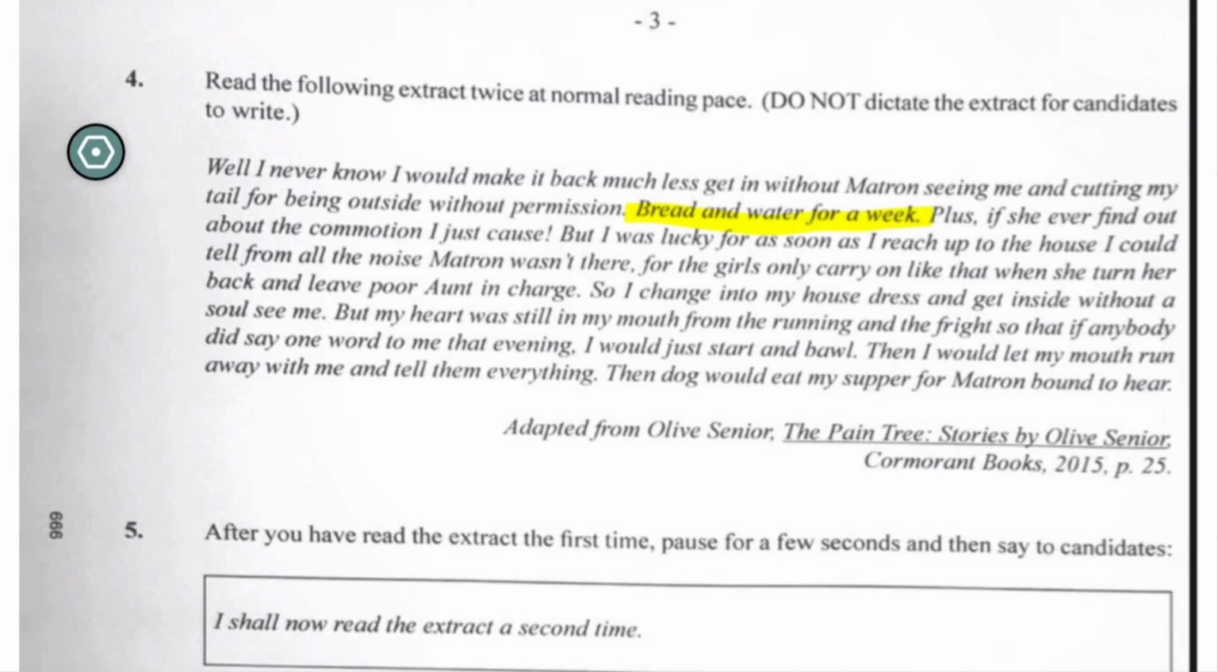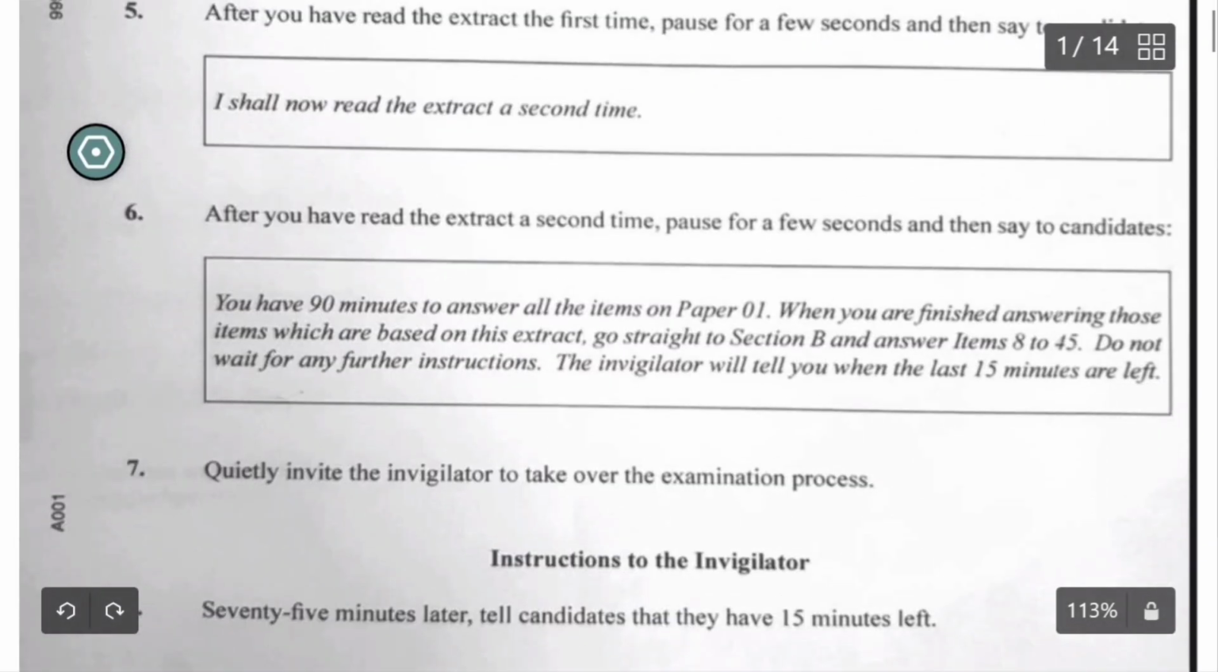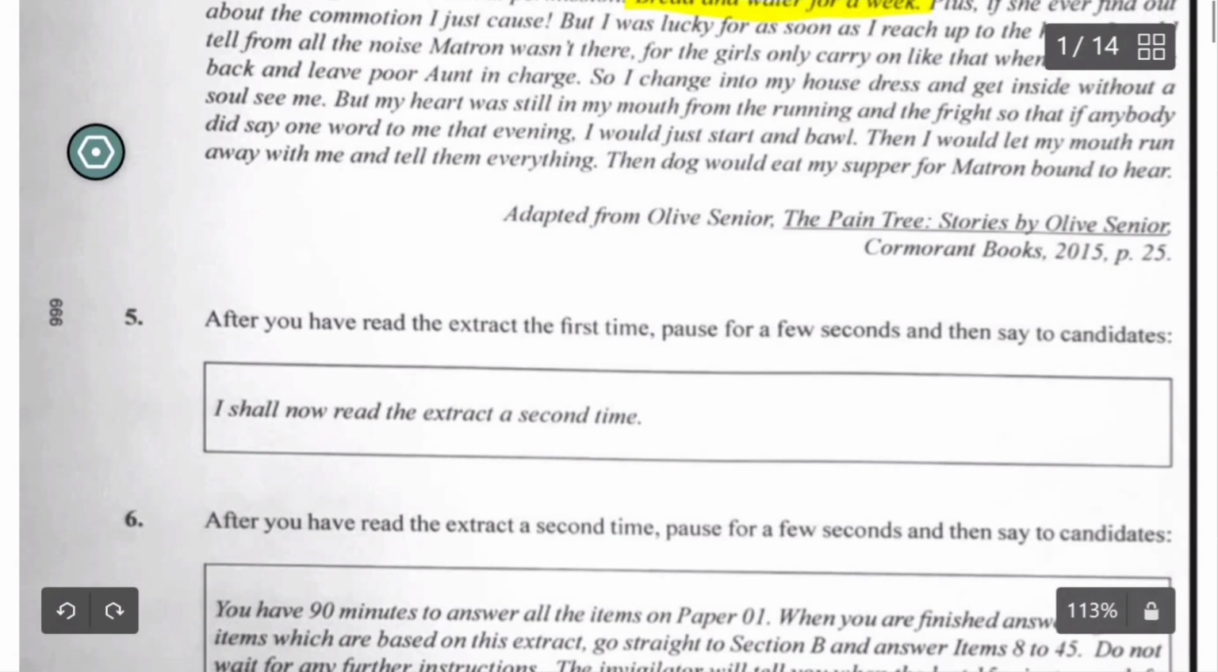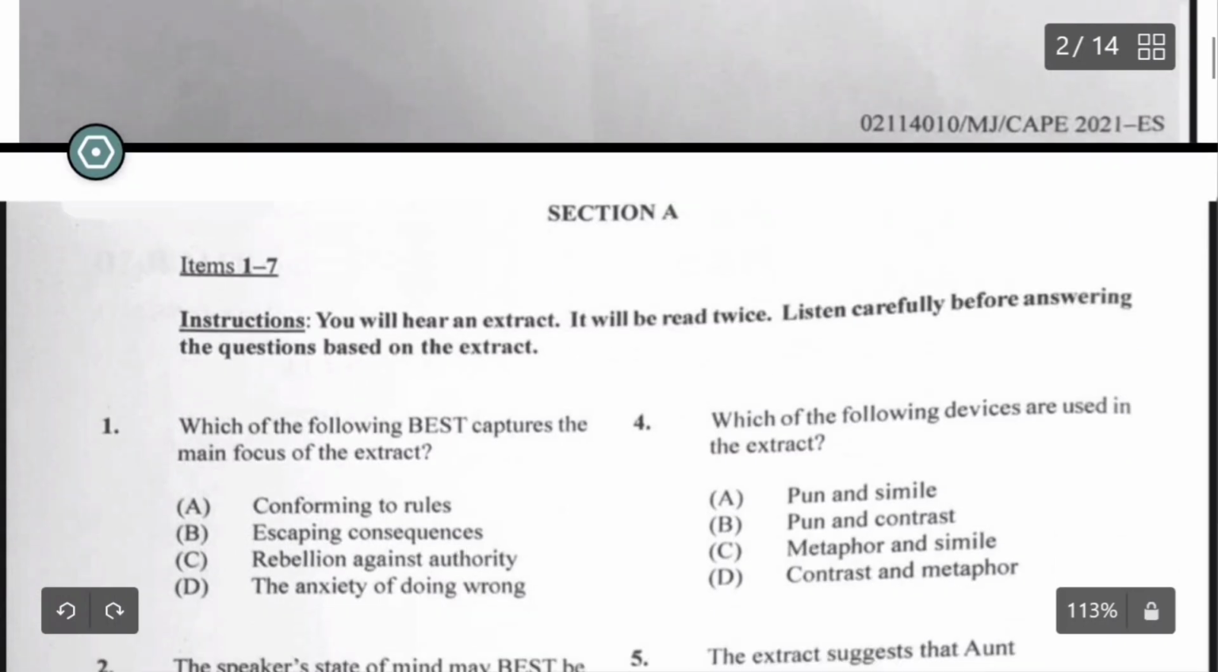So that was the extract twice. And yeah, you now have 90 minutes to complete the paper, which is 1 hour and 30 minutes.